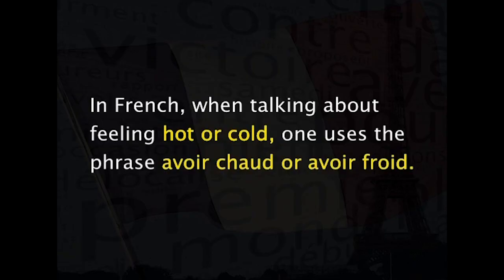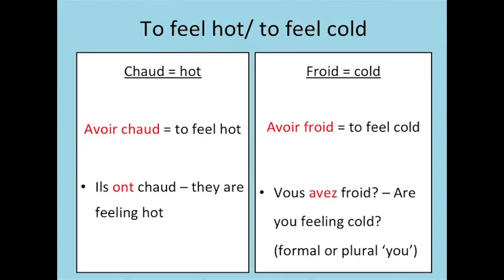Let me give you two more examples of phrases that use avoir. In French, when talking about feeling hot or cold, one uses the phrase avoir chaud, avoir froid. The word chaud means hot and the word froid means cold. So when you say ils ont chaud, it means they are feeling hot. And when you ask the question, vous avez froid, it translates as, are you feeling cold?